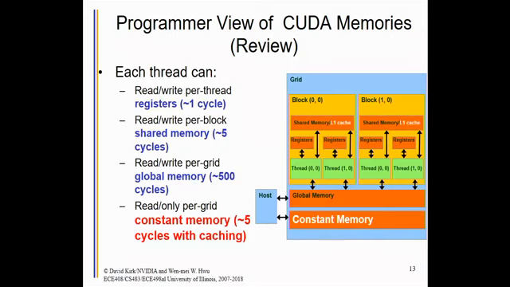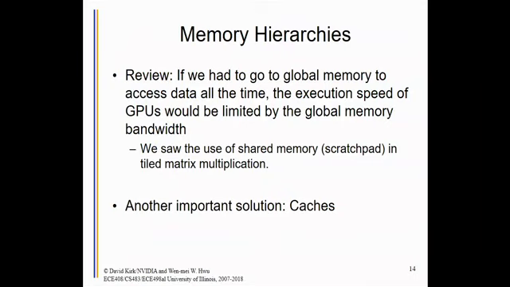Okay, good. So let's take a look at the memory hierarchy. If you had to go to global memory to access data all the time, the execution speed of the GPU is limited by memory bandwidth, right? I have already said that so many times. If I say it any more, you should start to protest, right? Professor Hu, we know this by now, okay? But trust me, I'm saying this one more time for your own good.